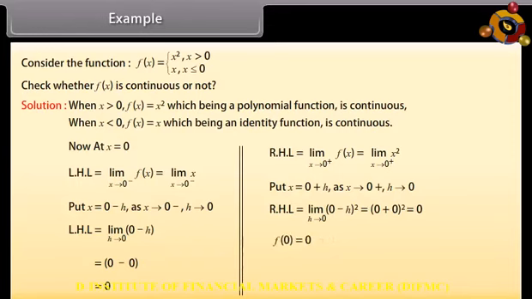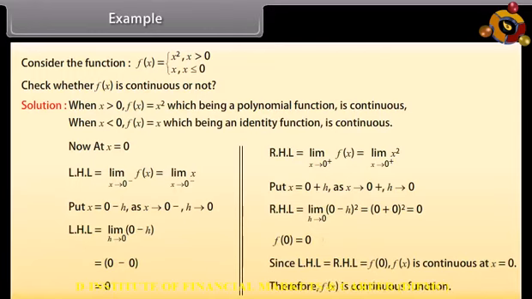Now, f(0) = 0. Since left-hand limit = right-hand limit = f(0), f(x) is continuous at x = 0. Therefore, f(x) is a continuous function.